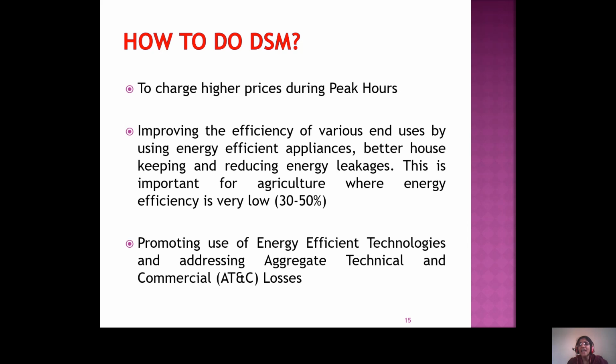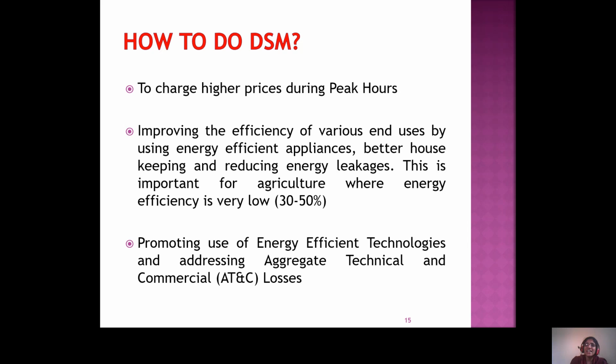To charge high prices during peak. So how to control this demand side management means to charge high prices during peak hours. When you charge high prices during peak hours, then automatically demand reduces.